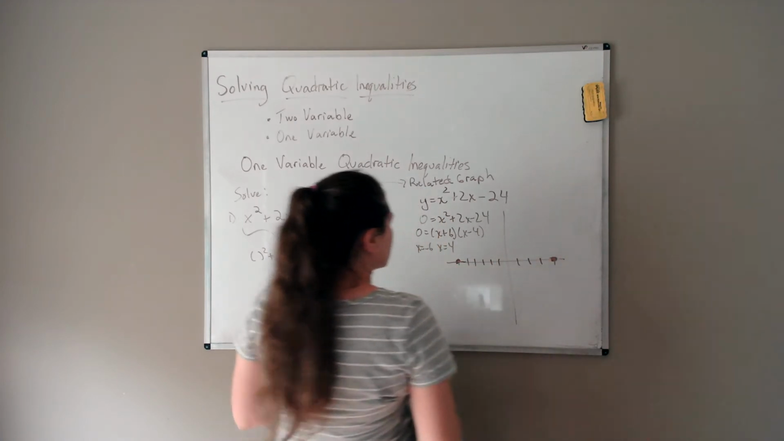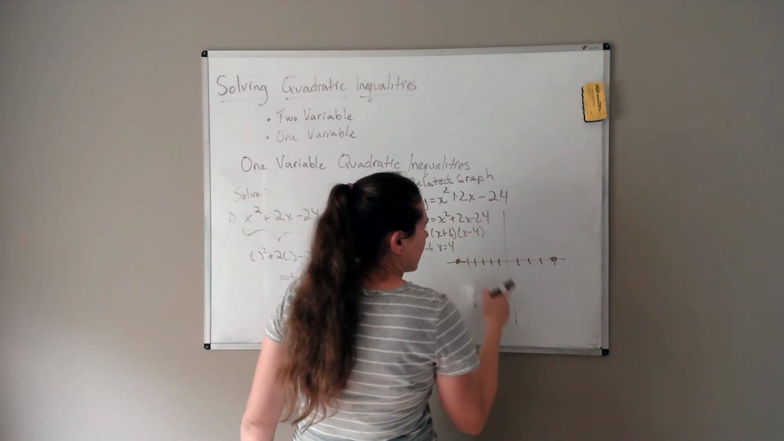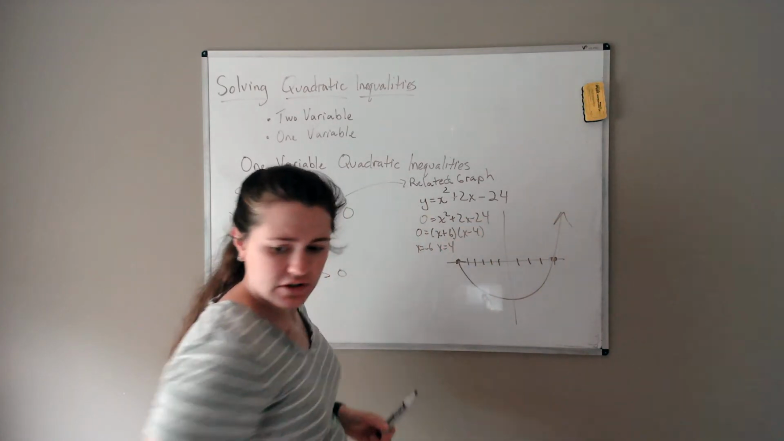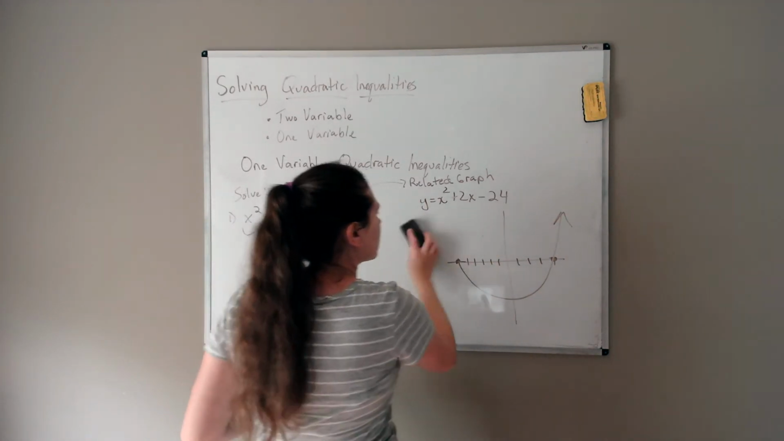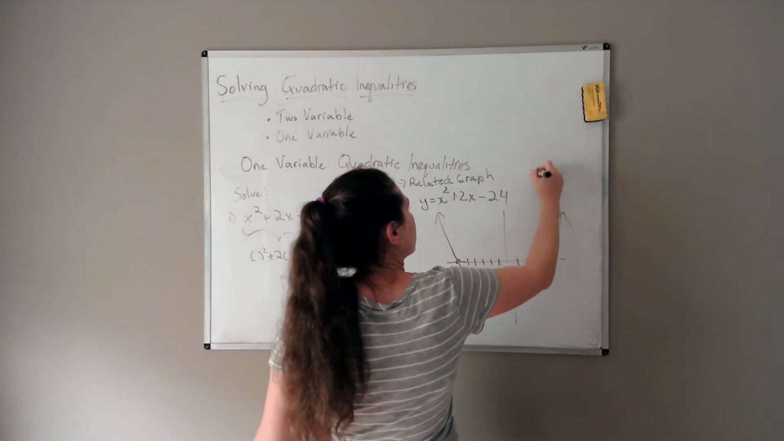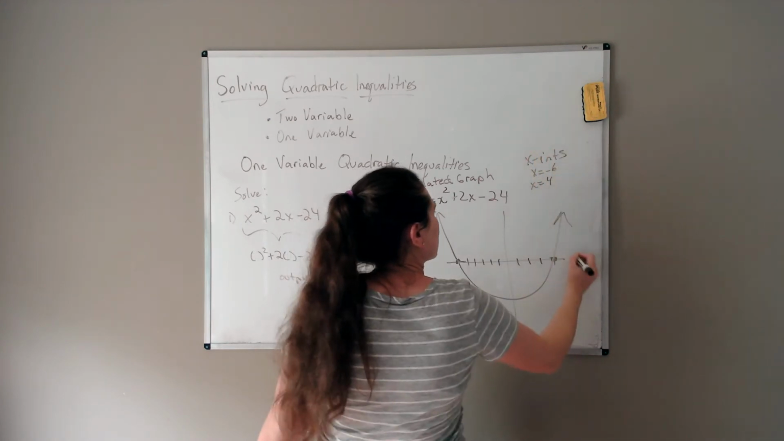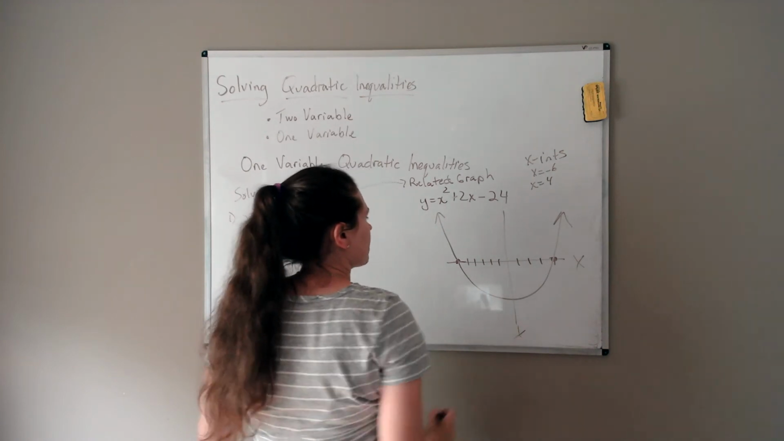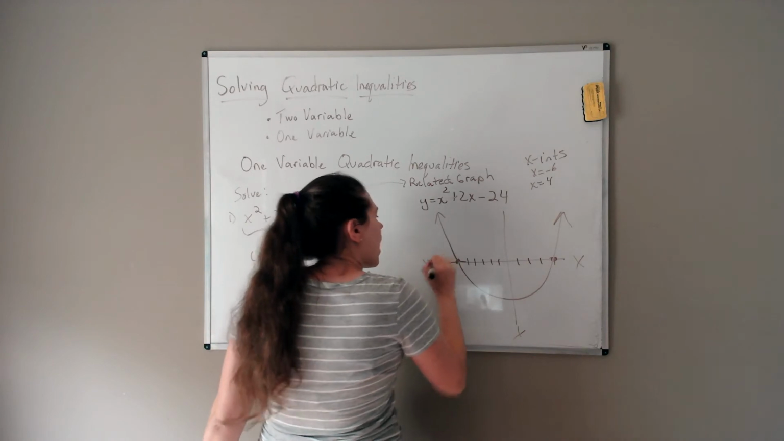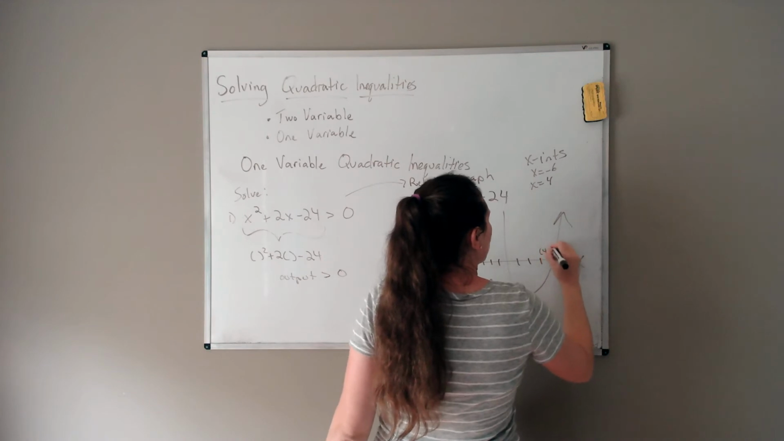Since a is greater than 0, this graph opens upward, and I don't care about the vertex. I'm going to erase this. Negative 6 and 4 were our x-intercepts. Your x-intercepts are the values when y is 0. So this is the point negative 6, 0, and this is the point 4, 0.